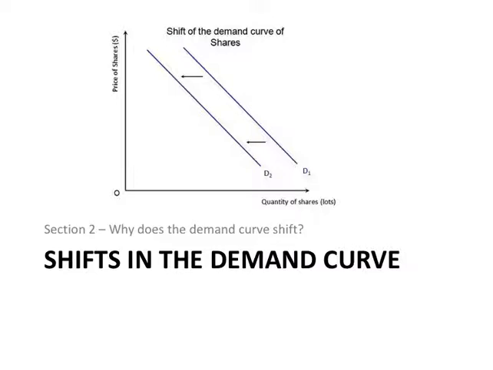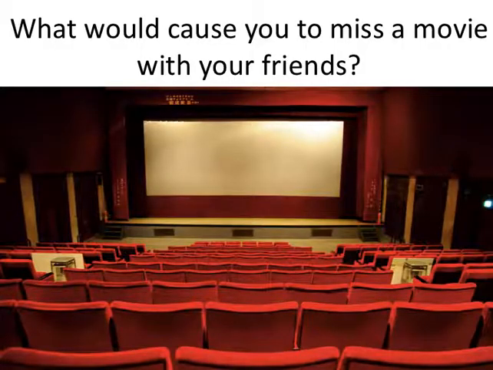In this section, we're focusing on external elements rather than the price itself when it causes a shift in the demand. So we're going to start with a question. What would cause you to miss a movie with your friends? Let's say you had plans to go out Friday night with your friends. Something happens, and we're going to say it has nothing to do with the price. Something else has happened.